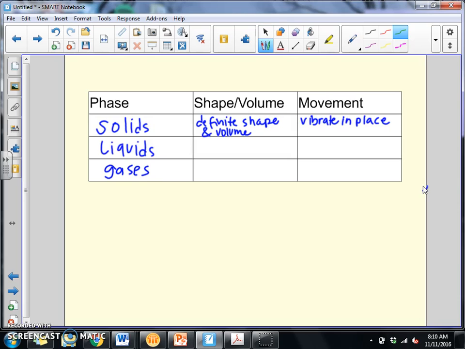A liquid has definite volume, but no definite shape. And this means that a liquid takes the shape of whatever container it is in. You know that if you pour water in a water bottle, it's the shape of the water bottle. You pour it in a bucket, it's now the shape of the bucket. It takes the shape of its container. Now, the movement is they vibrate around moving points.